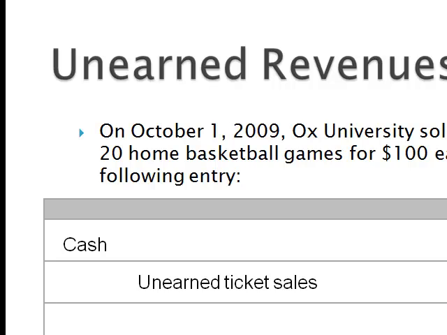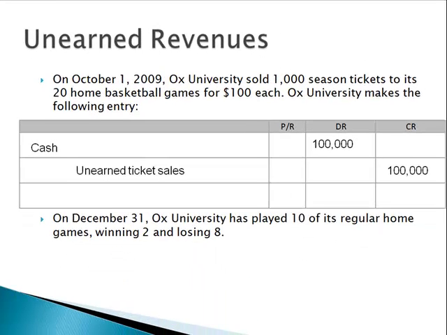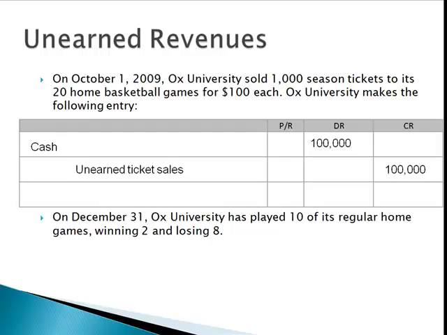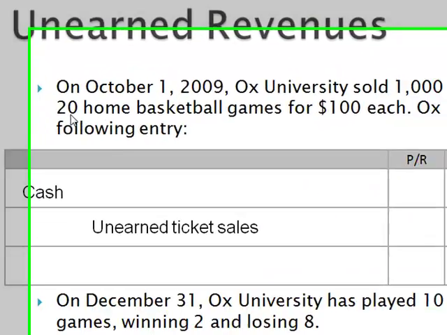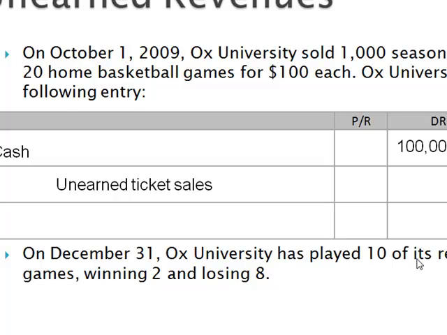But now on December 31st, Ox University realized that it played 10 of its regular home games, winning 2 and losing 8. Okay, so now we need to record the adjusting entry. Between October 1st and December 31st, we played 10 games. We played half those games. Remember, it was for 20 games. We played half of them. So now we get to record revenue for half of those games.